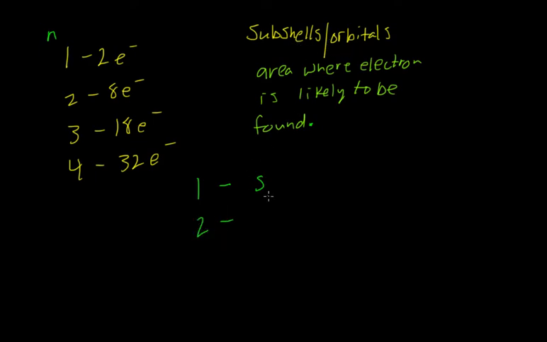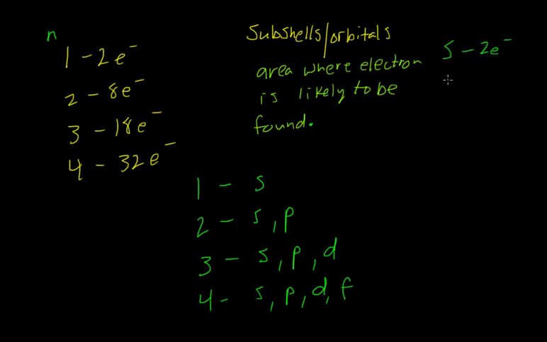In the second energy level we have an S and a P orbital. In the third level we have an S, a P, and a D. And in the fourth level we have an S, a P, a D, and an F. An S subshell can hold a maximum of 2 electrons. A P can hold a maximum of 6 electrons. A D can hold a maximum of 10 electrons. And an F can hold a maximum of 14 electrons.